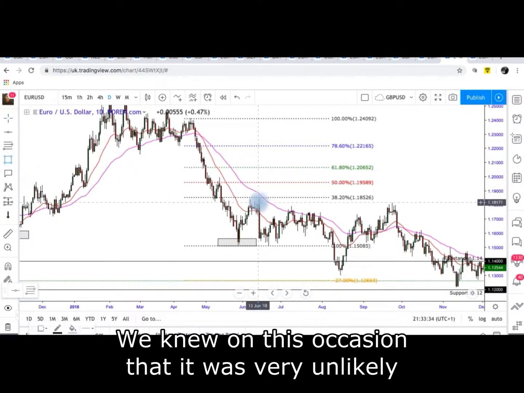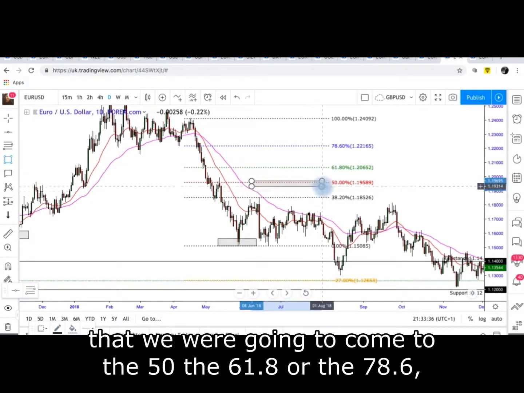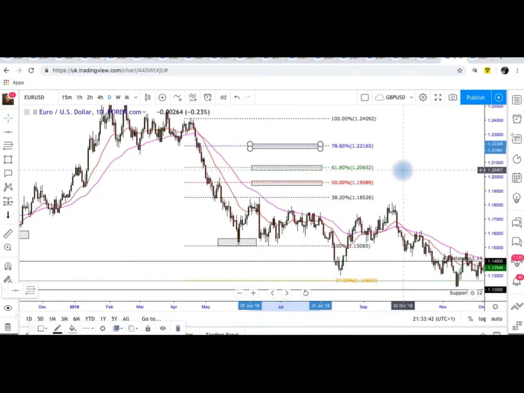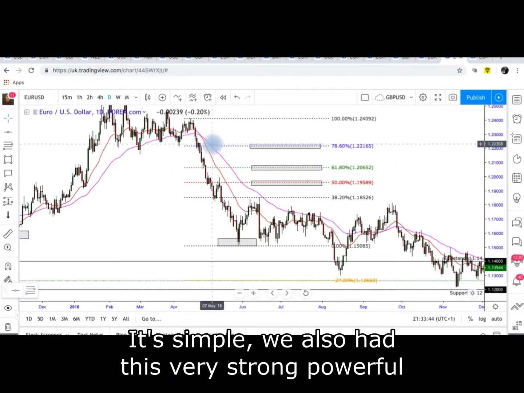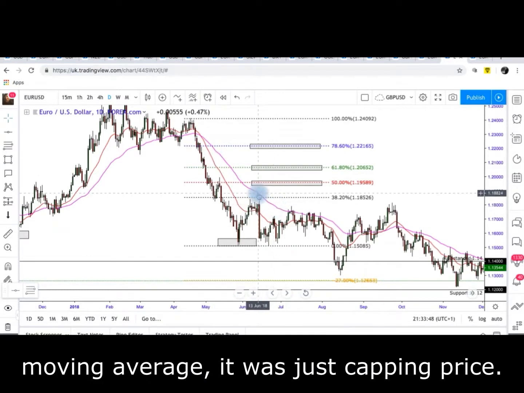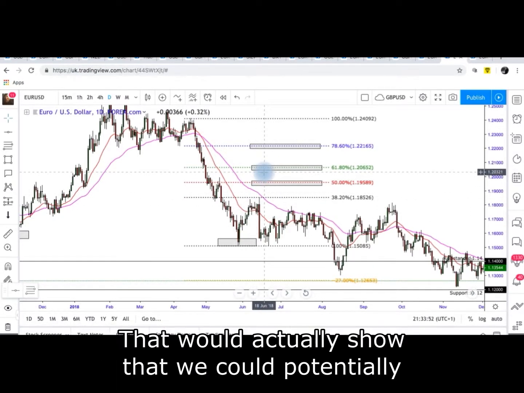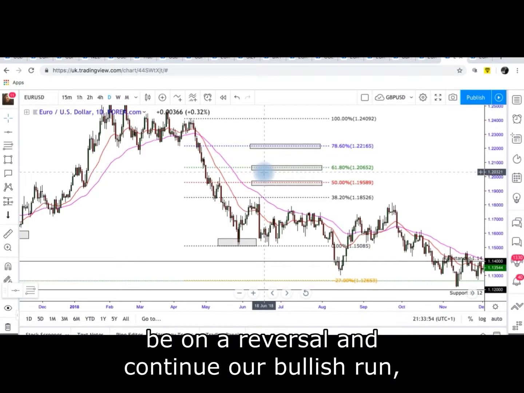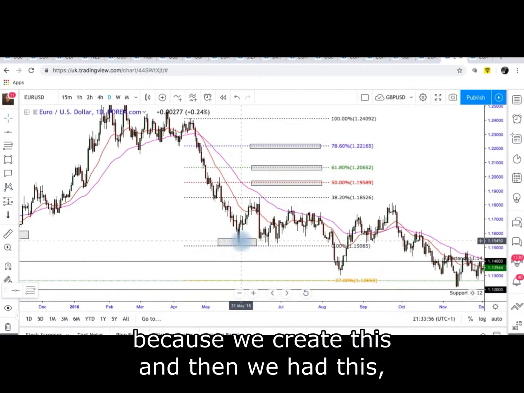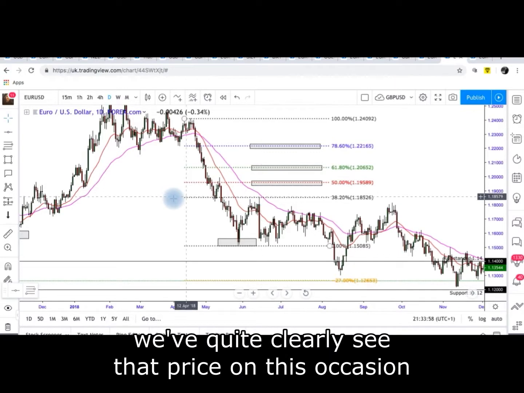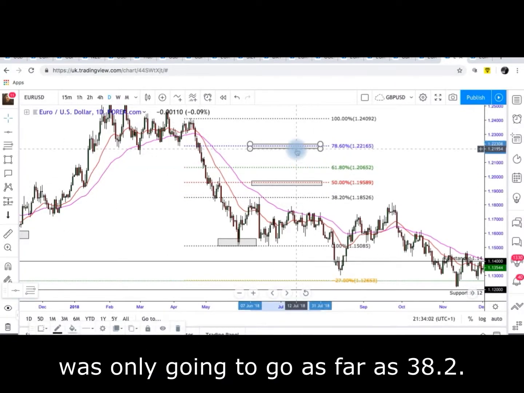We knew on this occasion that it was very unlikely that we were going to come to the 50, the 61.8, or the 78.6. Why did we know that? Well, it's simple. We also had this very strong, powerful moving average that was just capping price. So if we actually broke above this daily, that would show that we could potentially be on a reversal and continue our bullish run. But because we created this, and then we had this, we could quite clearly see that price on this occasion was only going to go as far as 38.2.